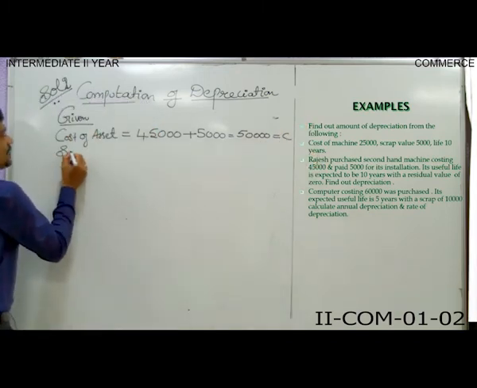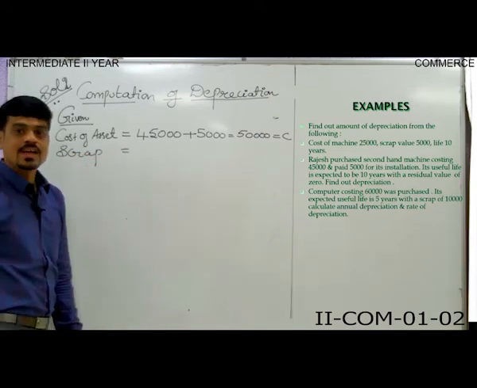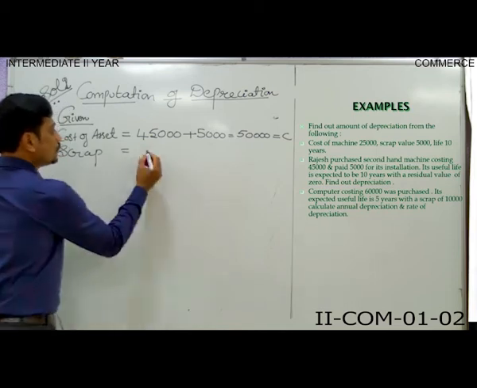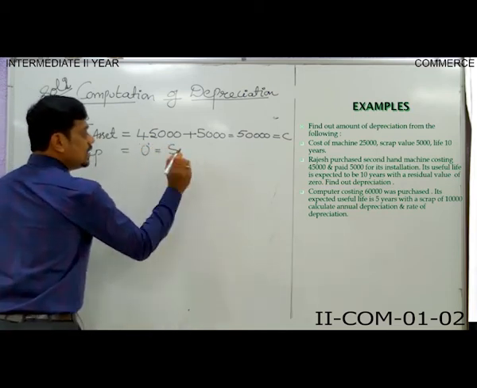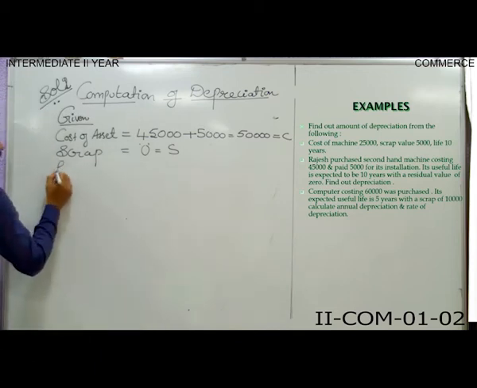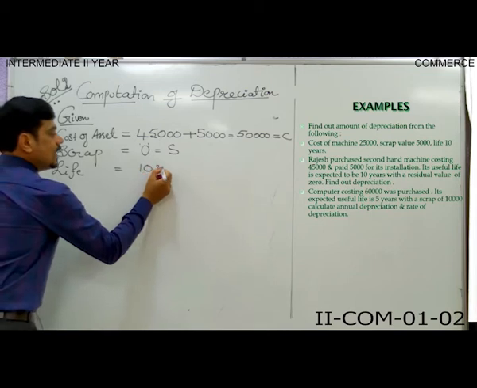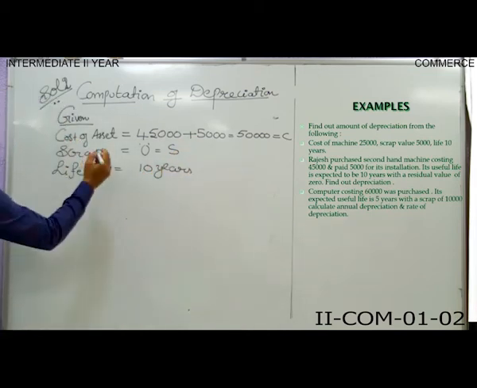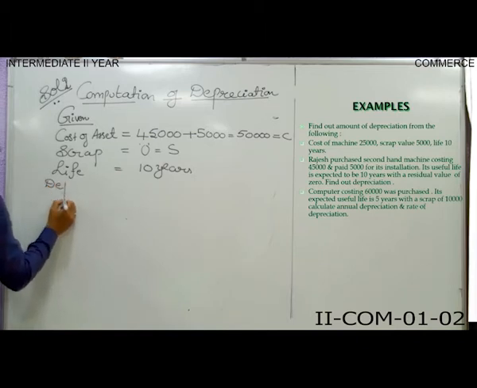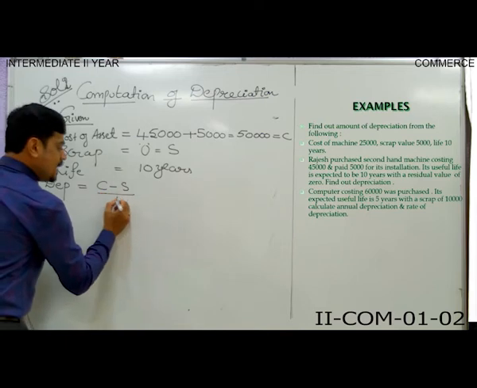Then the second factor, we need scrap. Very interesting. What did they tell as scrap value? 0. So scrap value is 0, nothing but S, nil. Then the third factor, life. How many years of life did they give? Again, they gave 10 years. Now, application of formula. What is depreciation? Same: cost minus scrap by life.